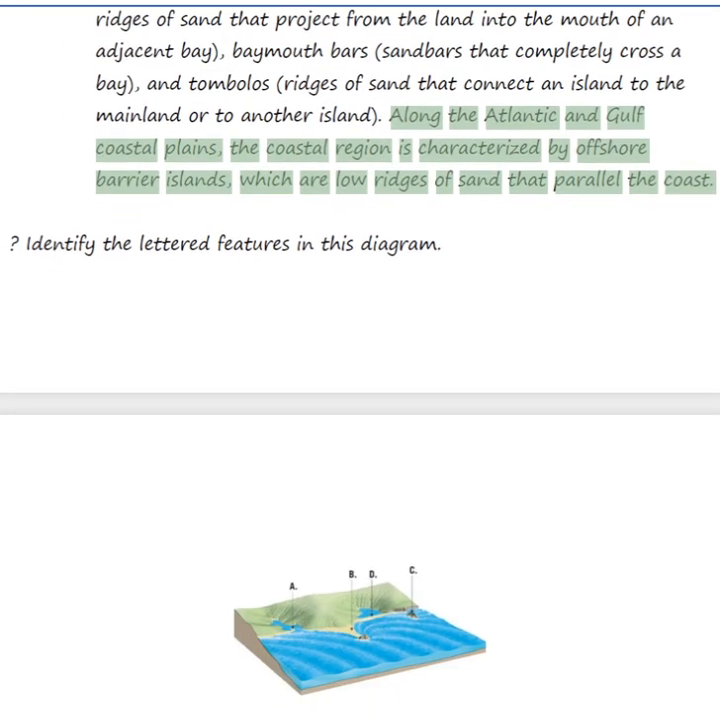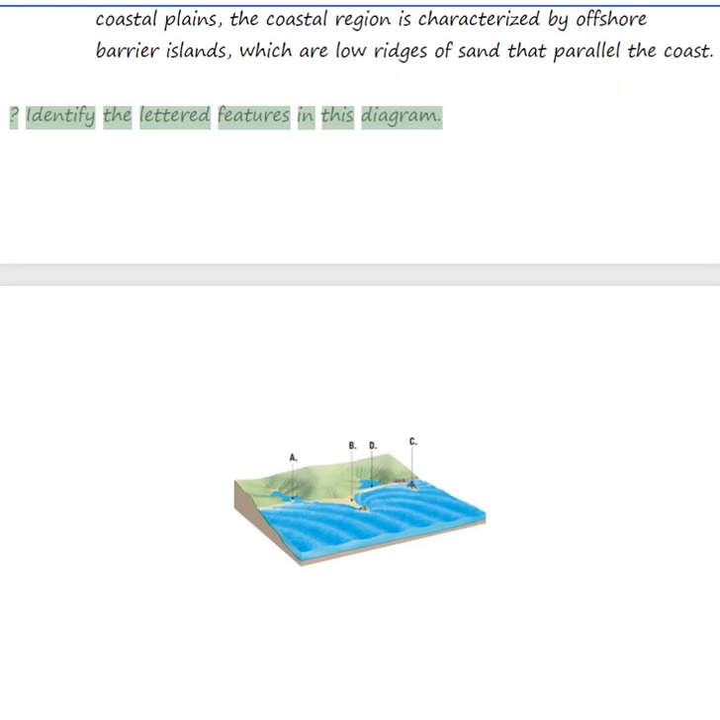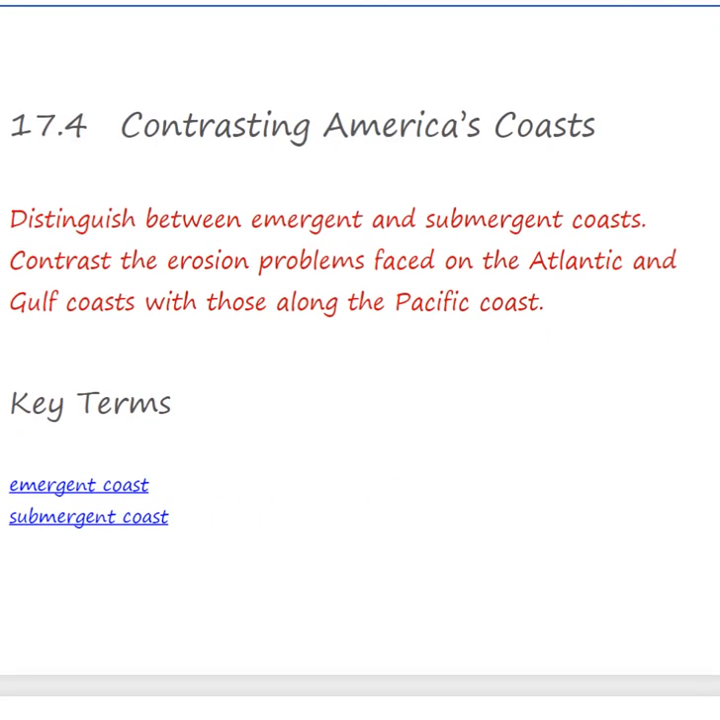Along the Atlantic and Gulf coastal plains, the coastal region is characterized by offshore barrier islands, which are low ridges of sand that parallel the coast. Identify the lettered features in this diagram. Figure 17.9-1 Full alternative text description.